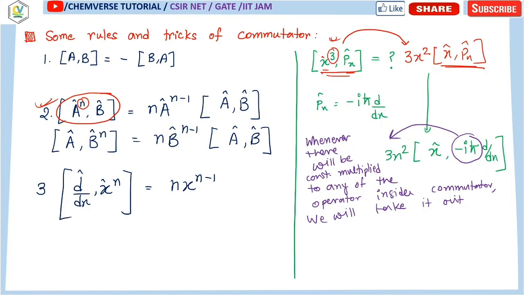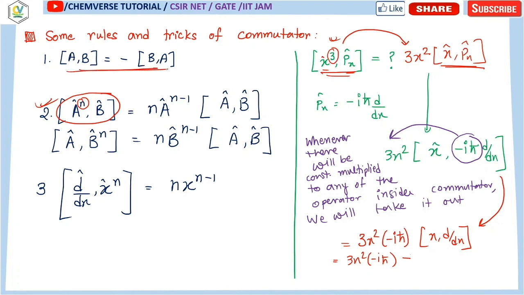So in this case, if I take out minus i h cross, I get 3x square into minus i h cross, commutator x, d dx. Now x d dx, we have just determined, has a value of minus 1. If you forget that, you can see that this x d dx can be written in the form of d dx, x by applying the formula that the AB commutator is nothing but minus of the BA commutator. So it is basically minus of the commutator d dx, x.